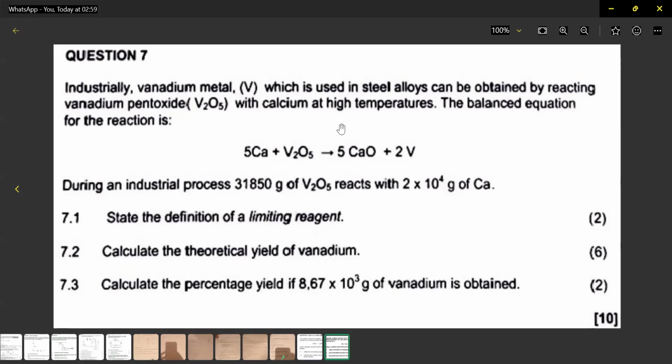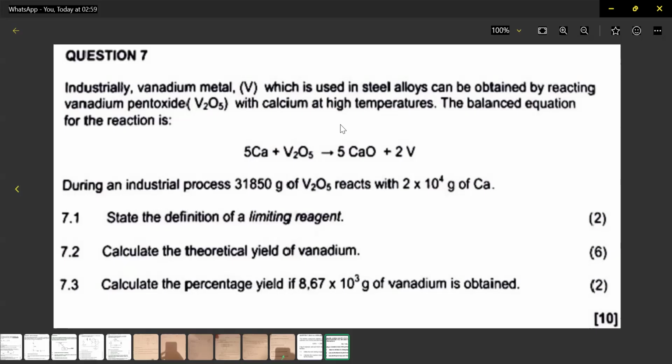And every time when they give you this, for instance, if you look at 7.3, they say if 8.67 times 10 to the power 3 grams of vanadium is obtained, this is the actual mass that is obtained. The theoretical one is the one that you always obtain by means of calculations. That's the most important thing. And this is what I want you to know.